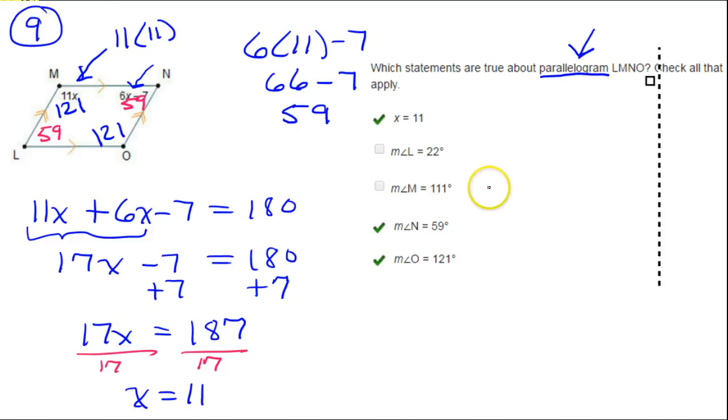All right, now let's see which of these statements are true. X equals 11. Yep, we found that. Angle L is 22. Nope, it's 59. Angle M is 111. Nope, it's 121. Angle N is 59. Yep, we found that. Angle O is 121. Yep, we found that.